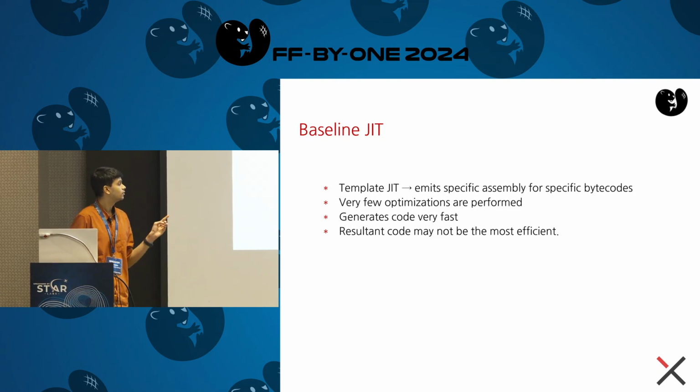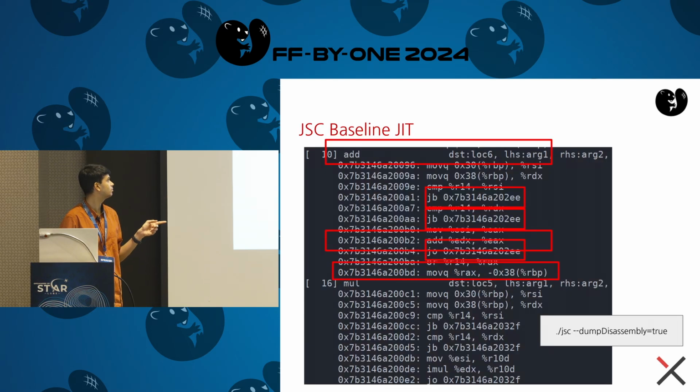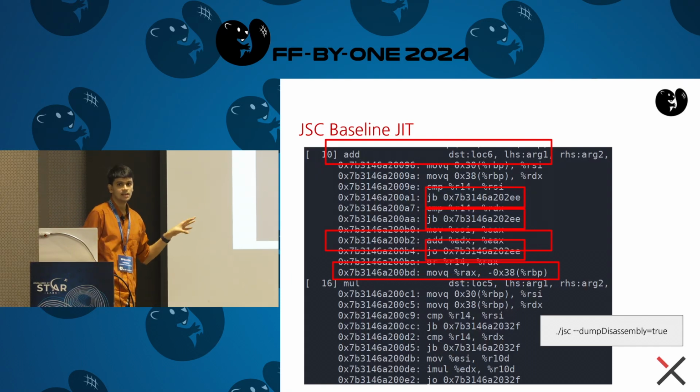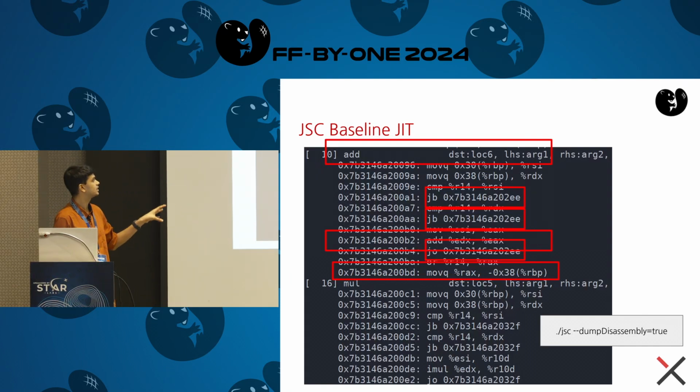However, the baseline compiler makes very few optimizations. We are going to see a couple of them. So the resultant code is not the most efficient. You don't have to read this, but this is how the JavaScript code's baseline jitted code looks like.